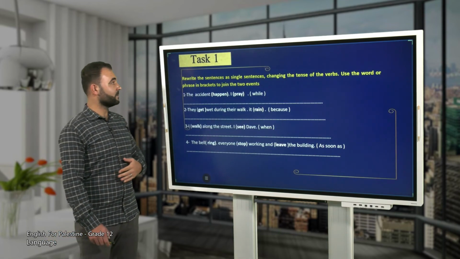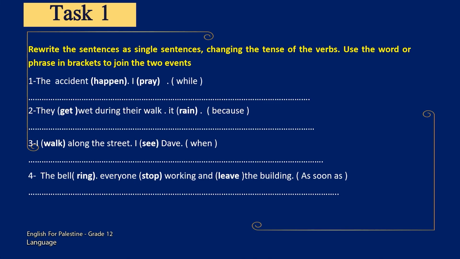Task number 1 here. Rewrite the sentences as single sentences, changing the tense of the verbs. Use the word or phrase in the brackets to join the two events. 1, 2, 3, 4. Try to do them, please.